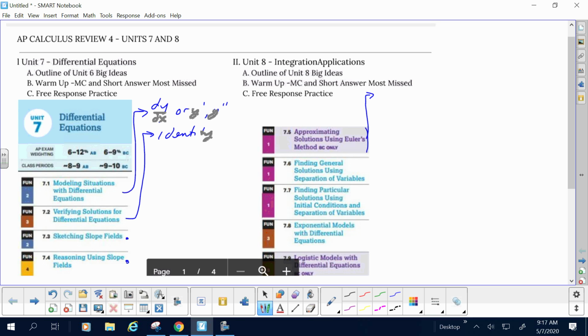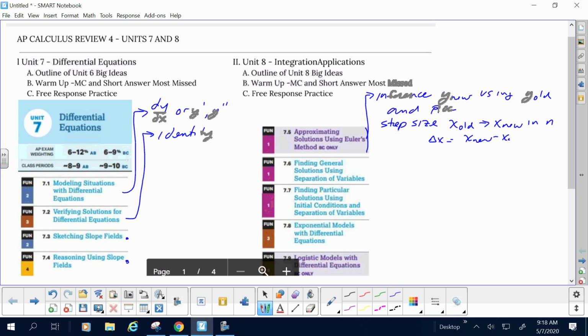The idea is basically making an inference about a new y using an old y and the rate of change, or the differential equation, which is why this isn't a differential equation idea, all right? Remember, the step size goes from an x old to an x new in some number of steps. The step size then is the new minus the old divided by the number of steps.